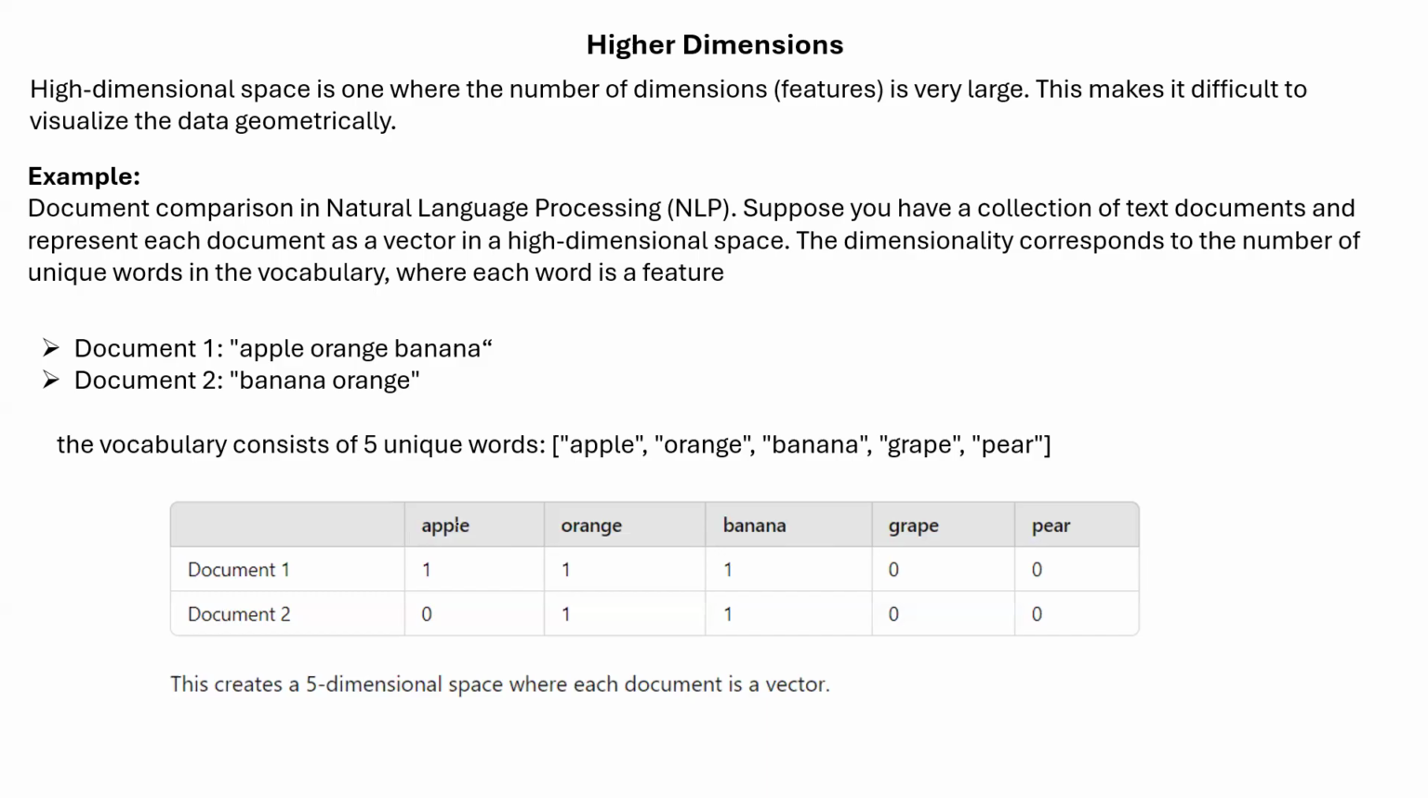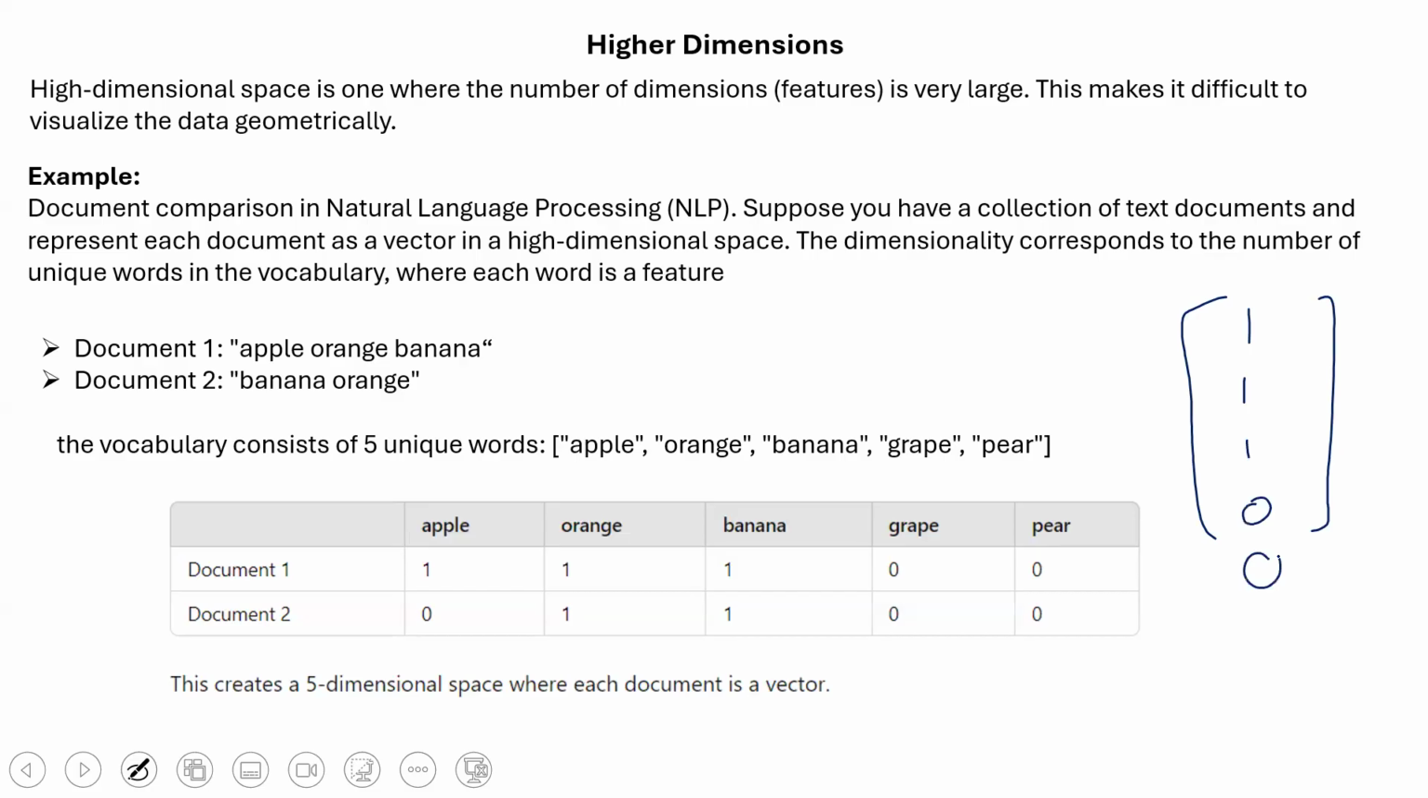It is just like I of apple, I of j, or if it is in vectorial form, we can just represent it this way. 1, 1, 0, 0 is one of the vectors, right? So suppose you have a collection of text documents and represent each document as a vector in higher dimension space. The dimensionality corresponds to the number of unique words in the vocabulary, where each word is a feature. Understand this: the dimensionality corresponds to the number of unique words in the vocabulary.